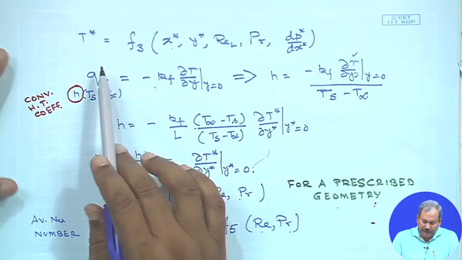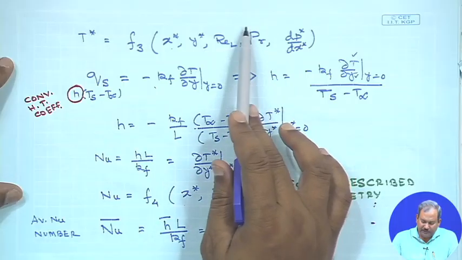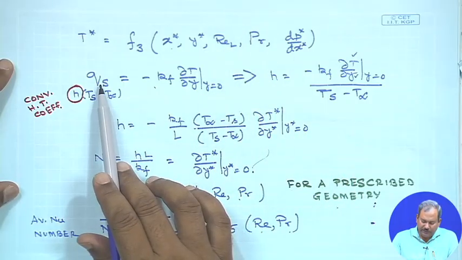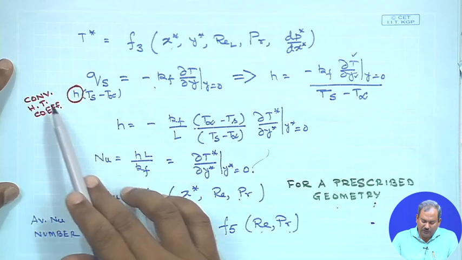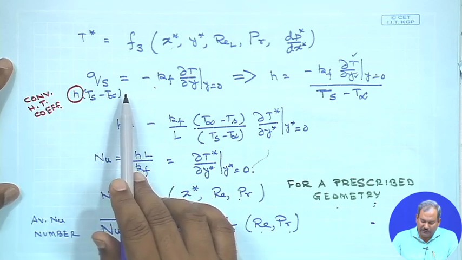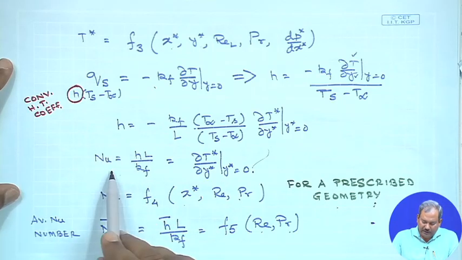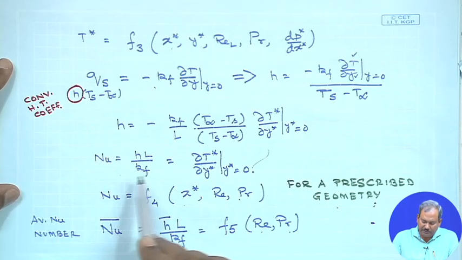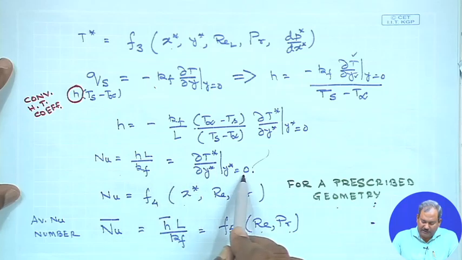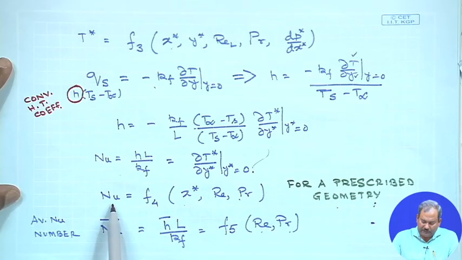Similarly, we started with the energy equation, and we identified that T star is going to be all this, additionally Prandtl number, and then we start with the equality of convection and conduction at the solid liquid interface, and therefore, from that we obtain the expression for h, and finally, the expression for Nusselt number, which is the dimensionless temperature gradient at the wall, that means at y equals 0. Since I have specified the value of y, Nusselt number would be a function.